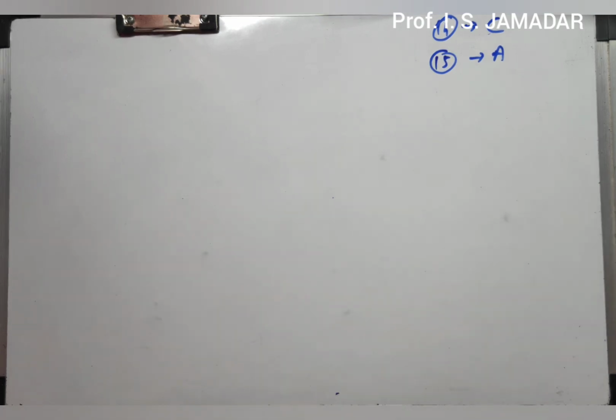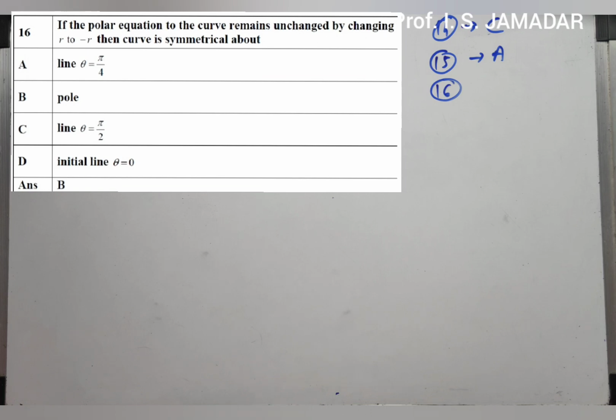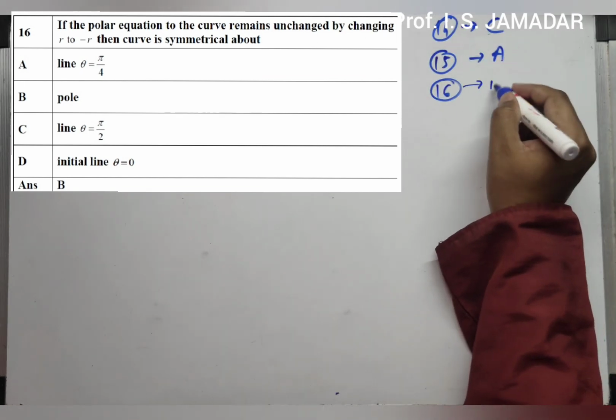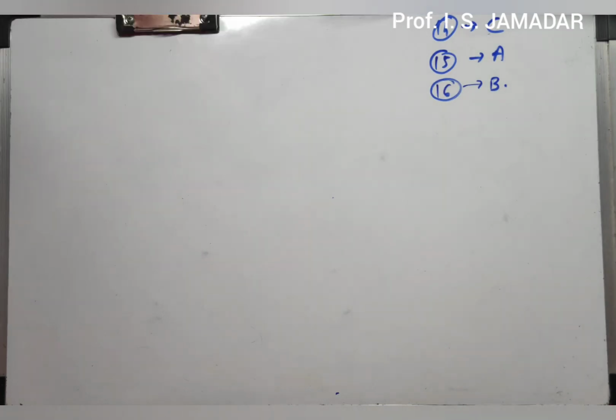Pure theoretical question. Question number 16. If the polar equation of the curve remains unchanged by changing r to minus r, we know that if we replace r by minus r and the equation remains unchanged in a polar curve, then that curve is symmetric about the pole. So option B is the answer for question number 16.